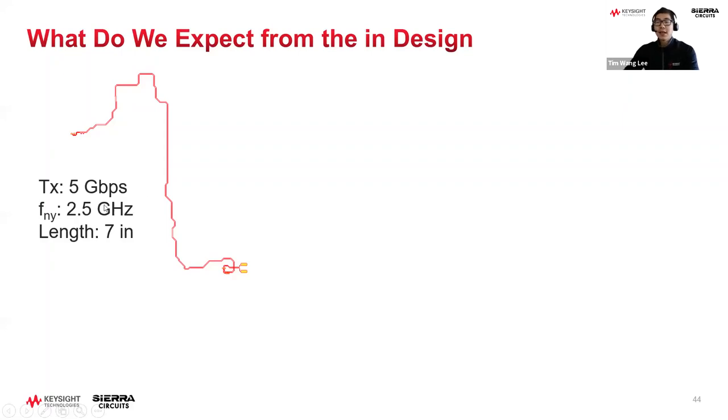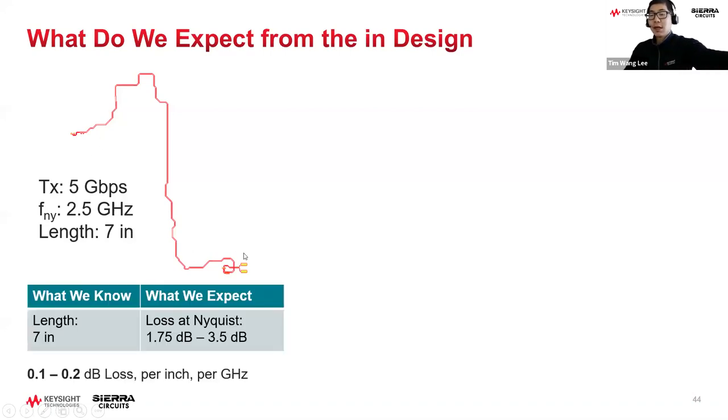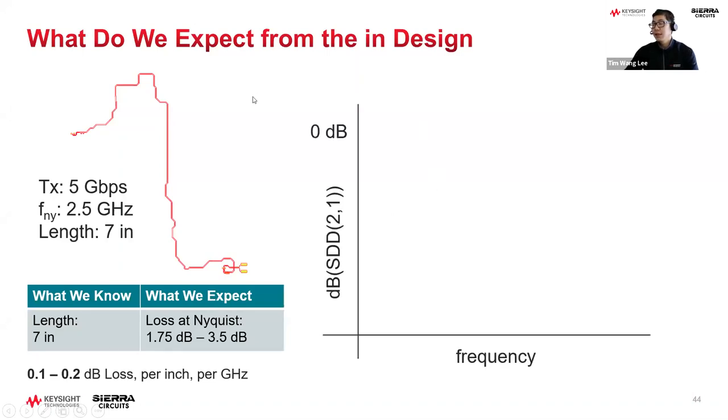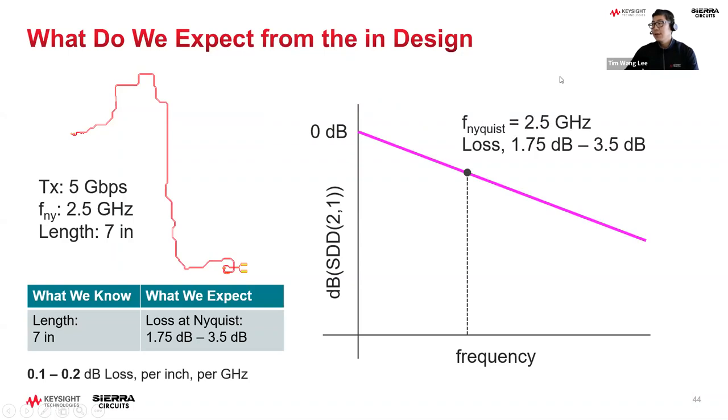The TX is 5 gigabit per second, at Nyquist 2.5 gigahertz. The design has 7 inches of trace on top. That means, from the table here, I'm going to expect about 1.75 to 3.5 dB of loss. That's what we expect. And if we look at the simulation result, this is going to be the curve at that point.